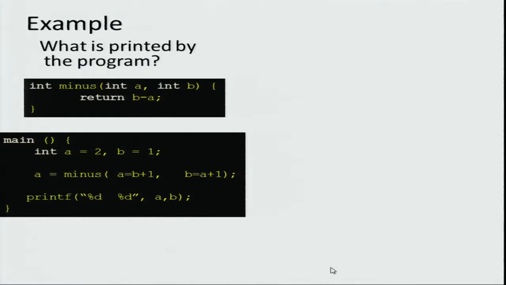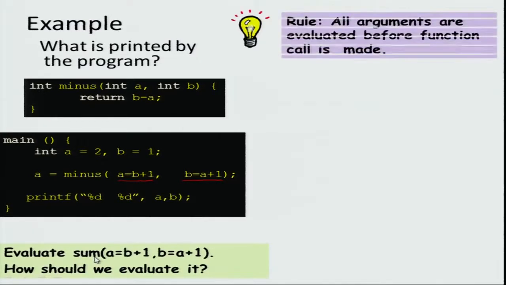For example, what will happen in the following program? You have a function int minus(int a, int b) and it returns b minus a. Now, in this program, main calls the minus function with two expressions as arguments, a equal to b plus 1 and b equal to a plus 1. They are expressions with side effects, because once you evaluate these arguments, you know that the variable a will change in the first expression and the variable b will change in the second expression. So, what will happen in this program?